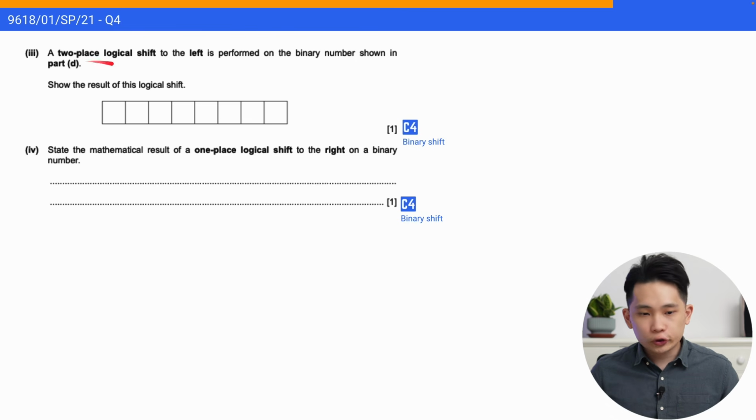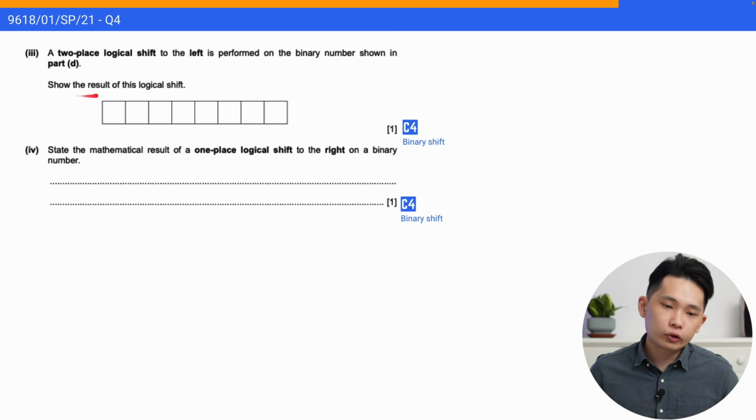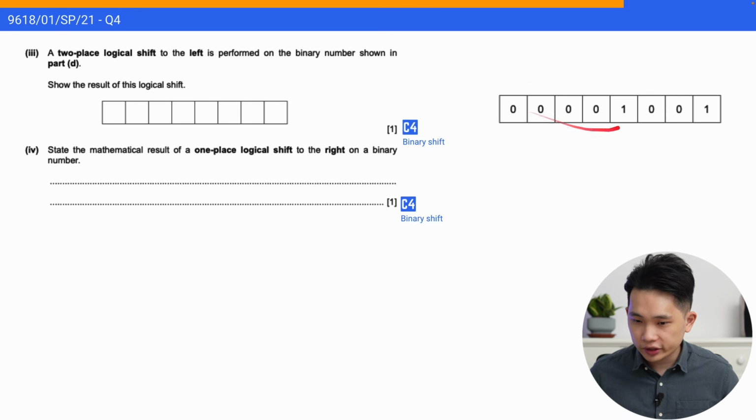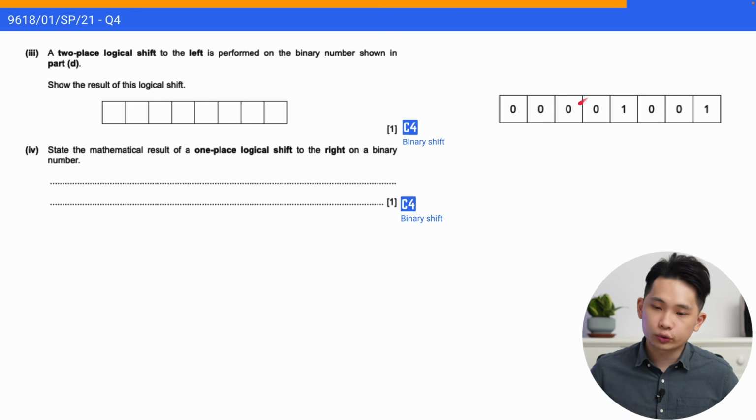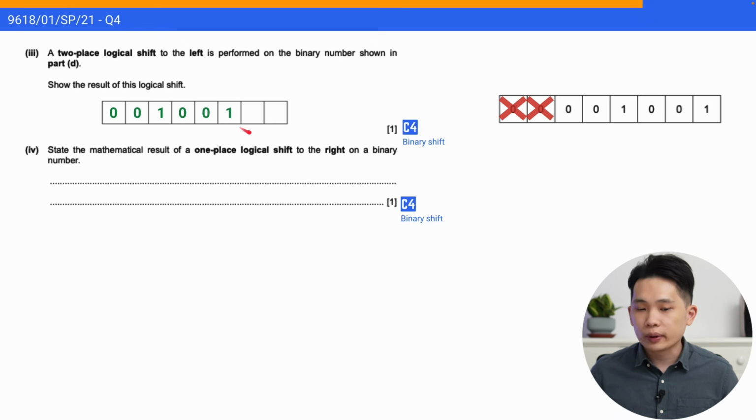A 2-place logical shift to the left is performed on the binary number shown in part D. Show the result of this logical shift. So from part D, we have this binary number. And then we'll move it 2 places to the left, meaning that I will remove these two 0s. And then we will start from this 0, so I will start filling in the boxes from this number: 0, 0, 1, 0, 0, 1. And the remaining 2 boxes, I will just fill in 0.